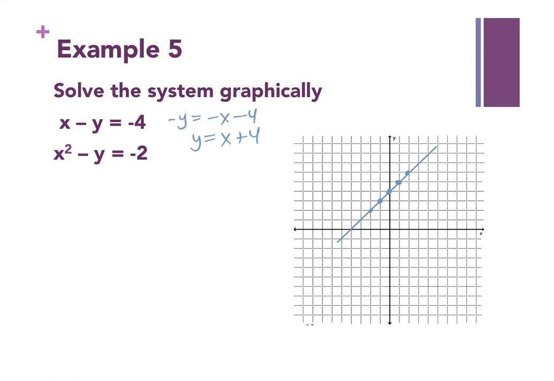What do I notice about the second equation? It's a parabola, right? So this is no longer two lines. It's going to be a parabola and a line. So I want to solve for y still. I would get negative y equals negative x squared minus 2. Multiply everything by negative 1. y equals x squared plus 2.